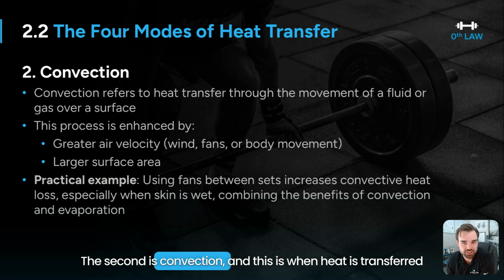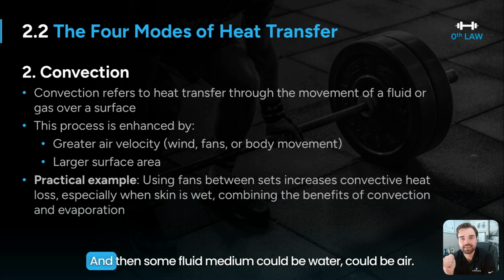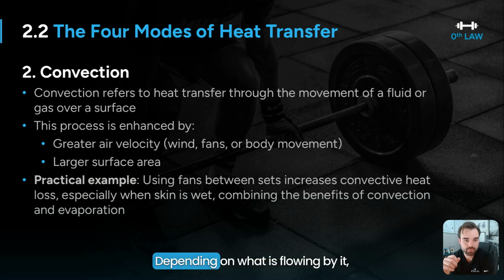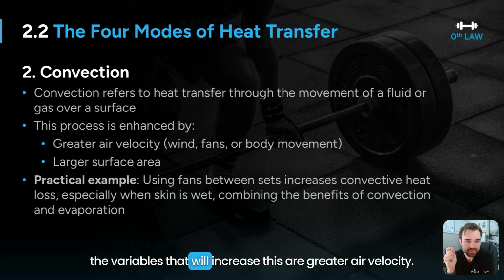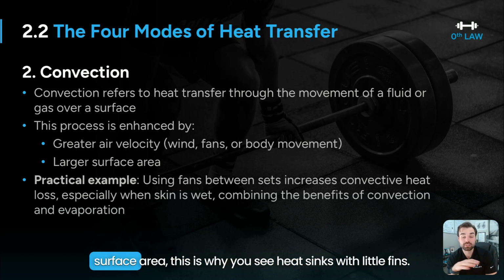The second is convection, and this is when heat is transferred through the movement of a fluid or gas. So this is essentially an object and then some fluid medium. Could be water, could be air. So this is heat transfer into the air, into water, depending on what is flowing by it. The variables that will increase this are greater air velocity. So if you have air flowing at a higher rate, as well as larger surface area.